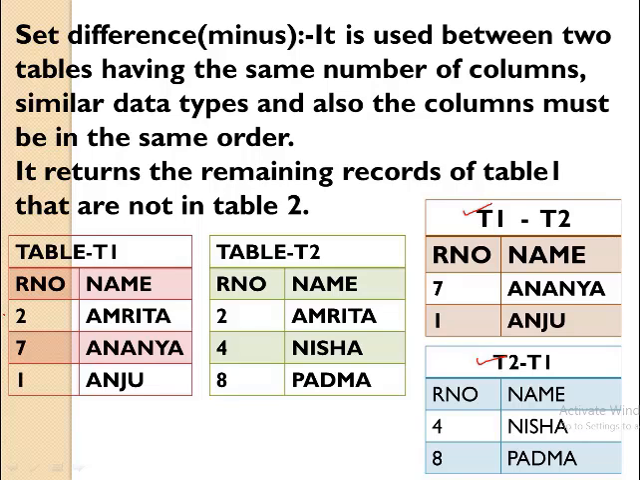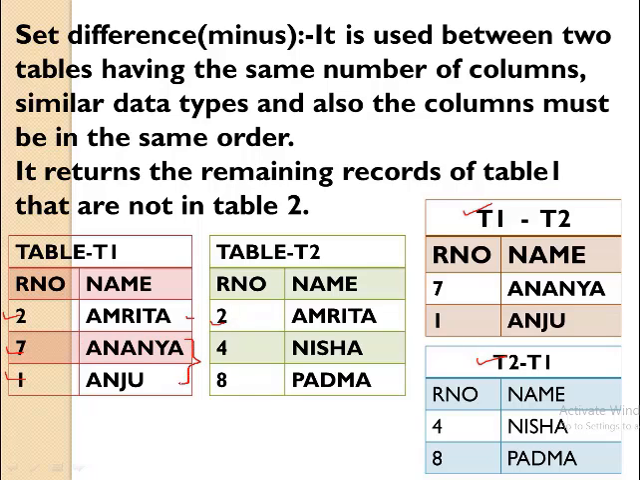So in T1 the records are 2, 7, 1. These roll numbers are present, and in table T2 the records are 2, 4, 8. So T1 minus T2 will display records that are not in T2. So only details of roll number 7 and 1 will be displayed.